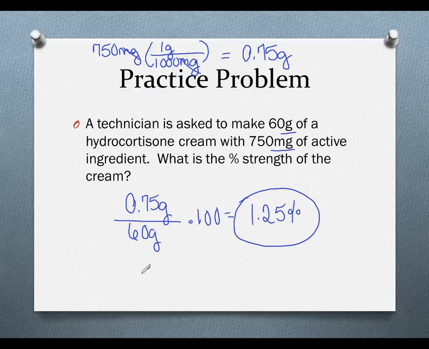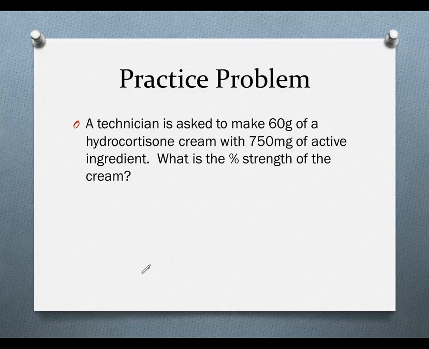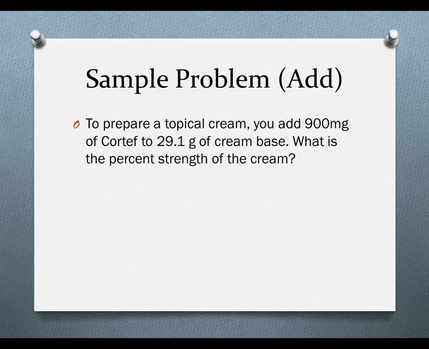Now let's take a look at an example of a problem where we're going to have to add two quantities together to get a total. So it says, to prepare a topical cream, you add 900 milligrams of Cortef to 29.1 grams of cream base. What is the percent concentration of the cream?